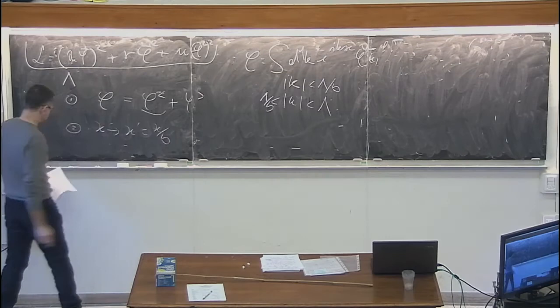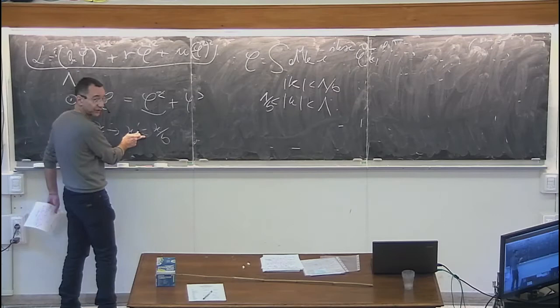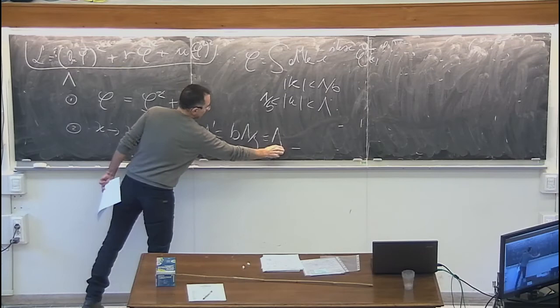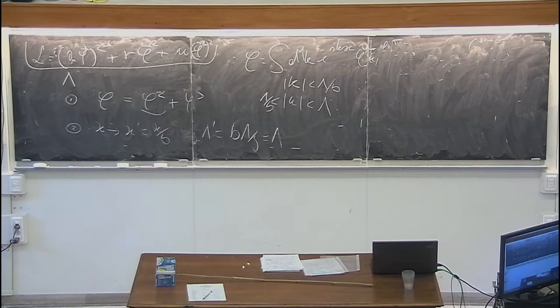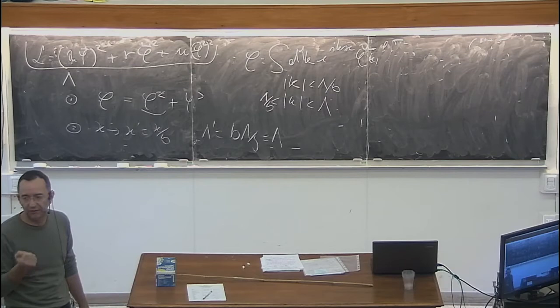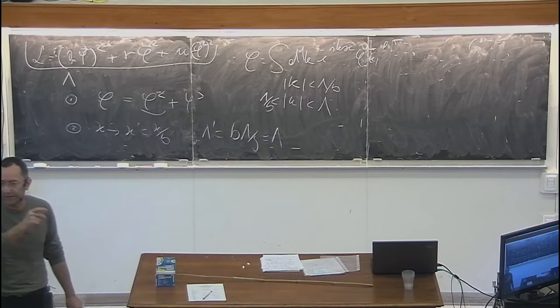Okay, corresponding to this rescaling, we have to rescale also the momenta. Lambda over b, with the rescaling by b, becomes lambda again. As a result, we start from a theory at the cutoff lambda and we get an effective theory at the cutoff lambda. So the couple of transformations leave the cutoff unchanged. The only difference is that we are considering a different theory.